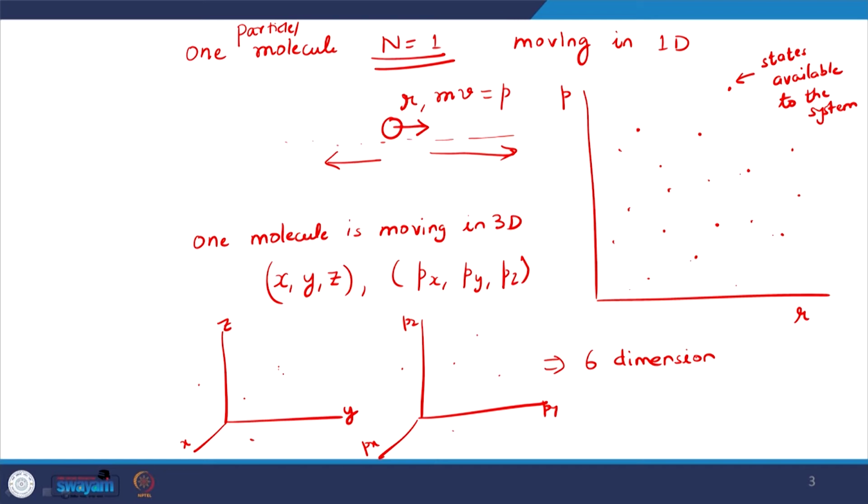Now, let us say what will happen if we have 2 molecules, right. So, let us say we have 2 molecules in 1D.